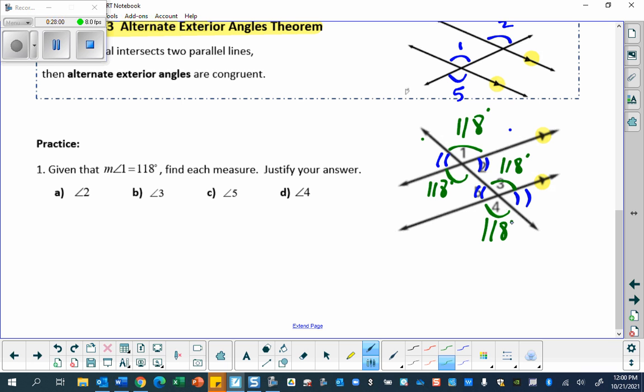Because if the lines are parallel, my vertical angles are going to be congruent, my corresponding angles are going to be congruent, my alternating interior angles are congruent, my alternating exterior angles are congruent. Here they all are. These are my 3 sets of angles that right away I know are congruent.